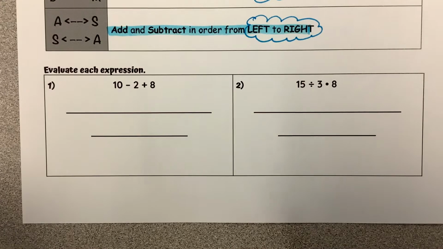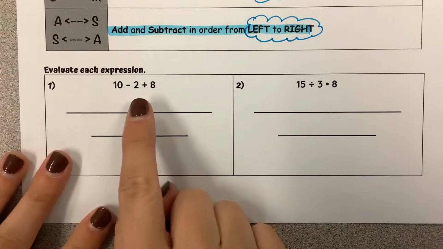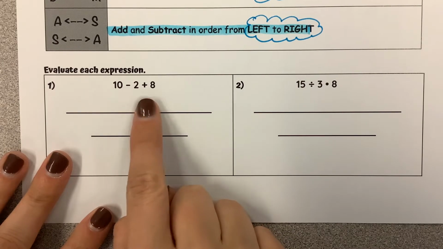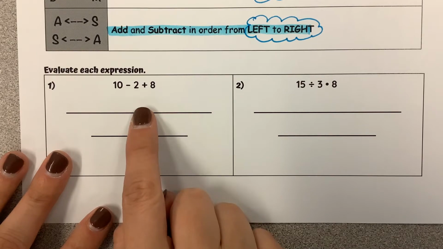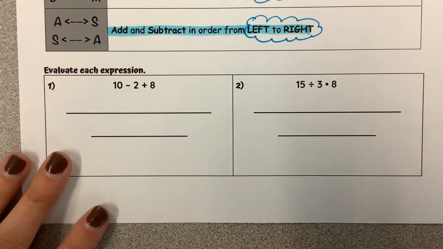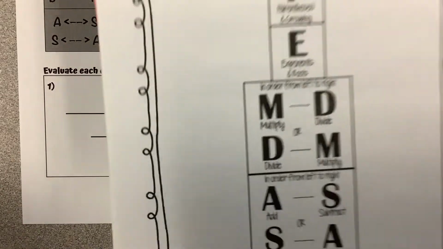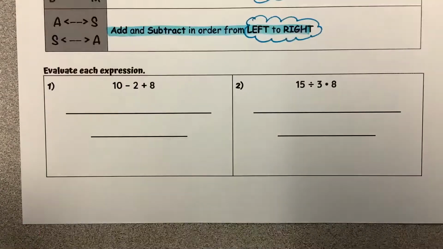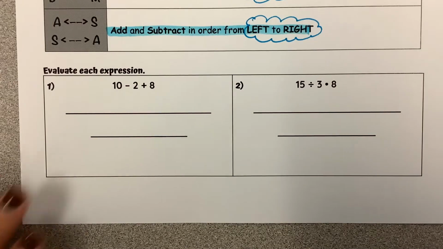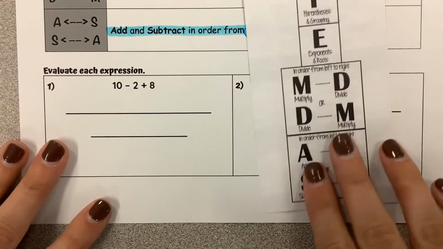So let's look at this first example, and we're going to do some highlighting here, okay? We've got 10 minus 2 plus 8. Most common mistake people will make is they will do 2 plus 8 first because they think, oh, well, PEMDAS, addition comes before subtraction. You should have in your resource packet, as a reminder, as you're working, that you can use the PEMDAS sheet. I've just got one cut out here so I can use it as I'm working through.